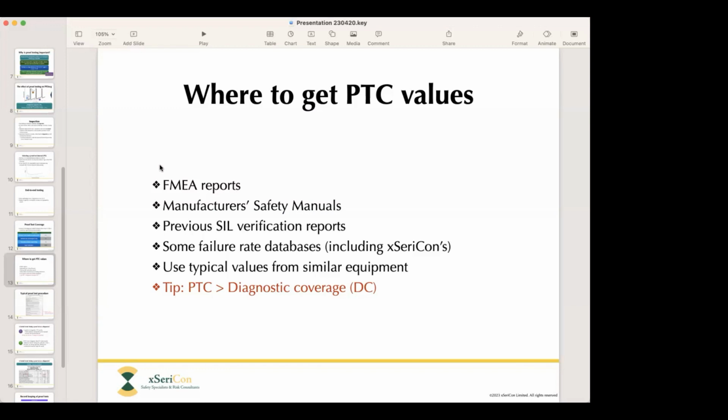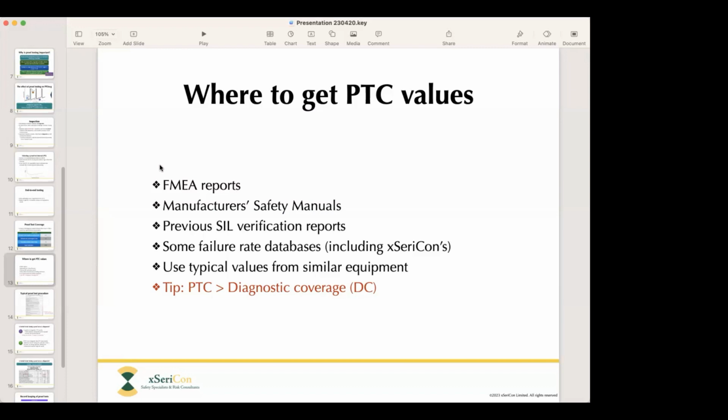Another thing you can do is, if you can't find a proof test coverage value for the exact device that you're using, try to find something for similar equipment from another manufacturer. So for example, if you're using a trunnion mounted ball valve, to be honest, the failure rate from one manufacturer to another for a SIL-rated ball valve is not going to vary a great deal from one to another. And likewise, the proof test coverage is not going to be that wildly different from one manufacturer to another. So at least it'll give you a reasonable value to use.